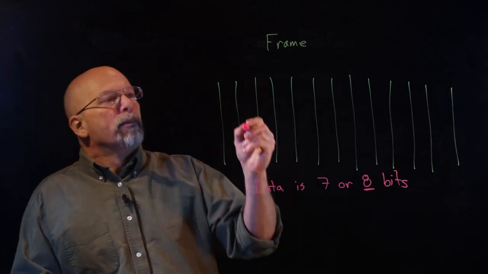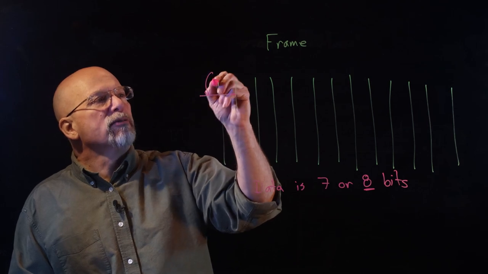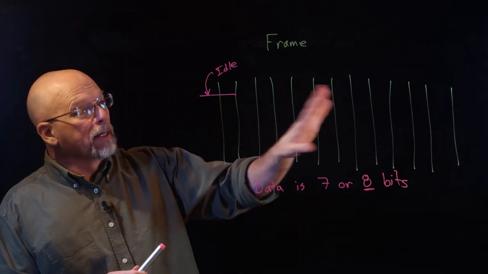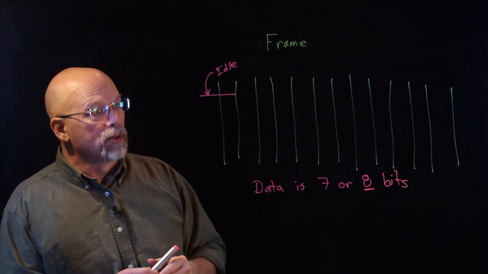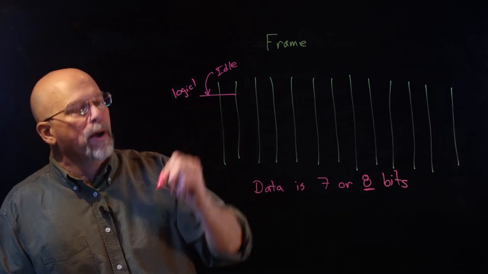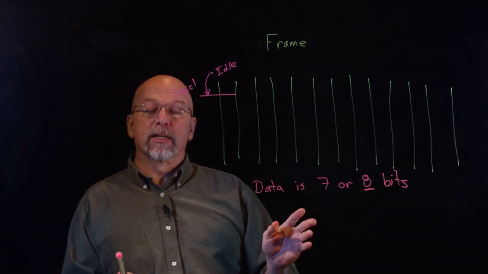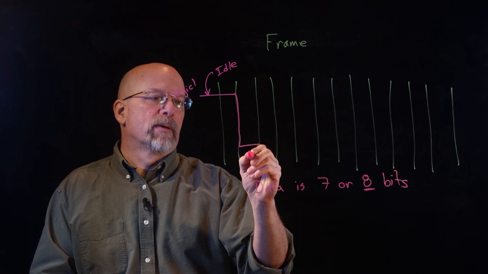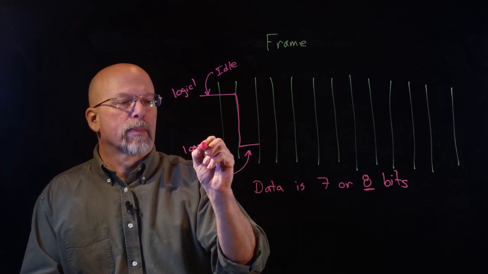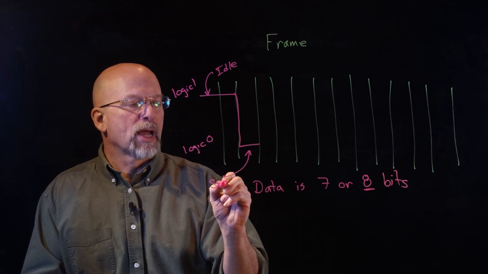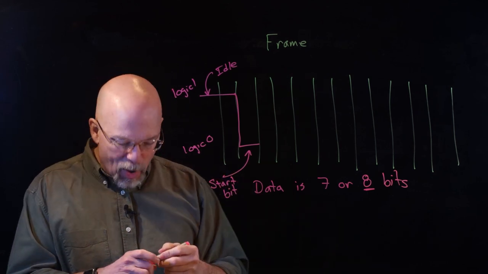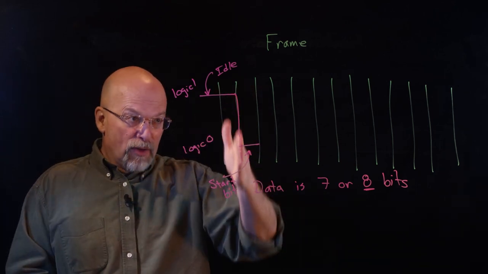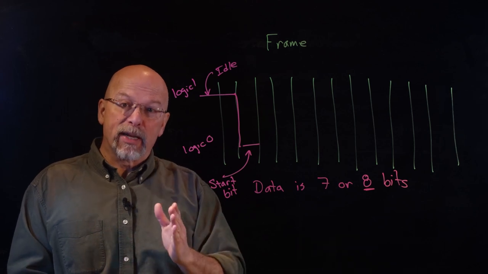That's it. Now, before a frame can get started, we have idle. Idle is just a constant logic 1. Note that my diagram here is not voltage levels, it's logic levels. So what we've got is a logic 1. A constant logic 1 just means nothing's being sent. When a device wants to send information, it sends a single bit of a logic 0. That logic 0 is referred to as a start bit. And what it does is it synchronizes the receiving device. It says, okay, this falling edge right here corresponds to the beginning of a bit time.